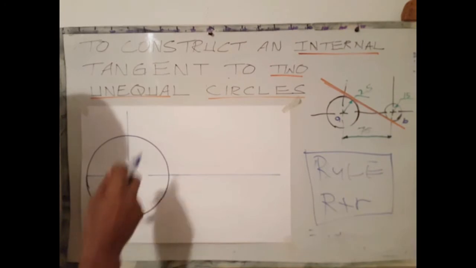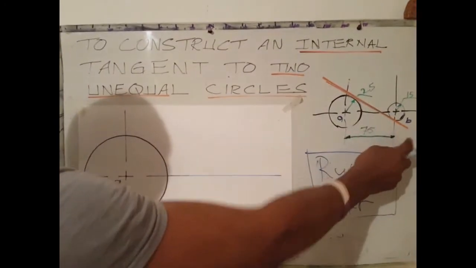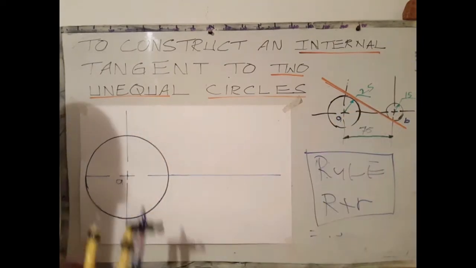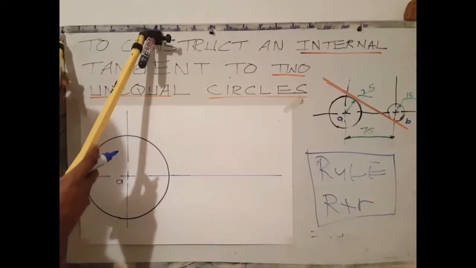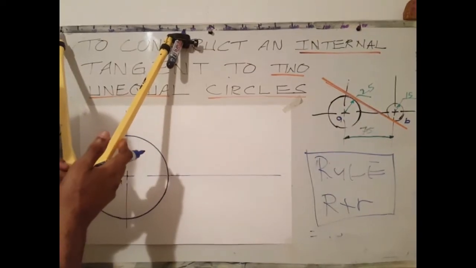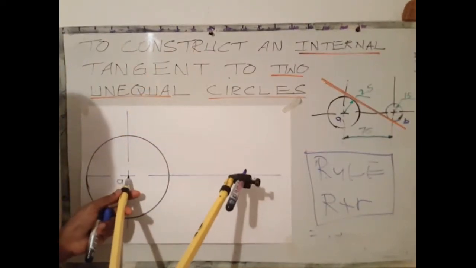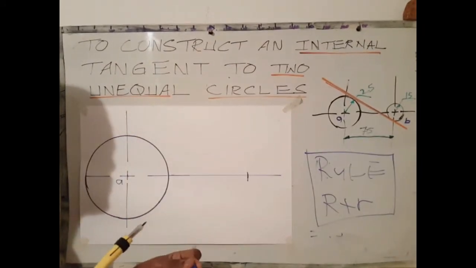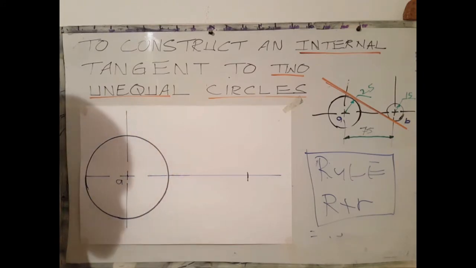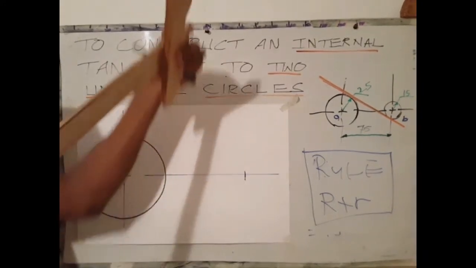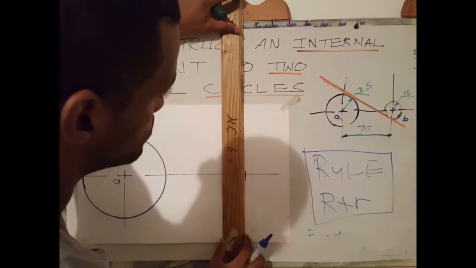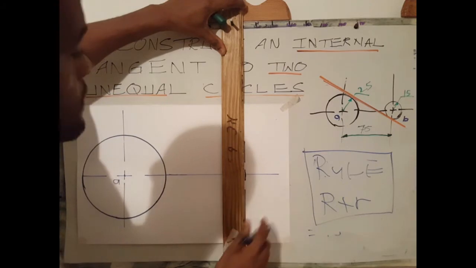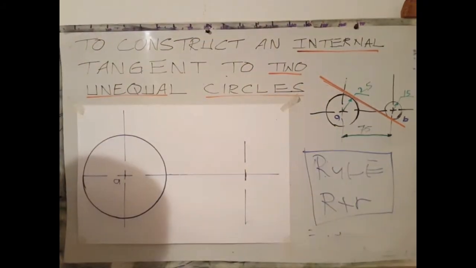After you have done that, identify point B. Point B is 75 millimeters to the right of point A. You may choose to use your compass to transfer your measurement, or you may choose to use your set square or even a ruler. So I'm drawing the center line for my circle.